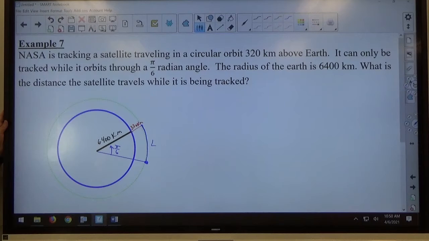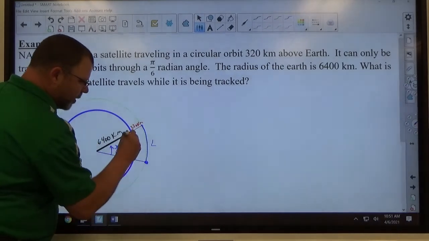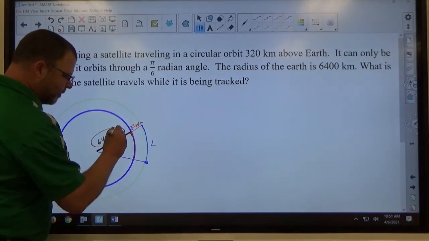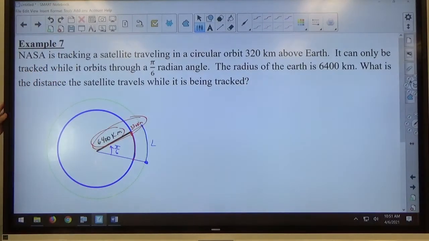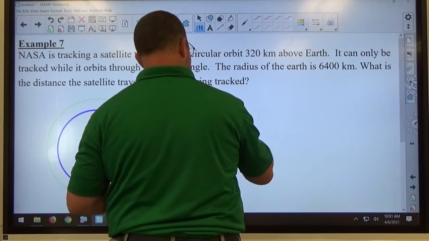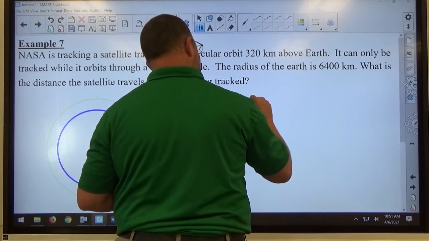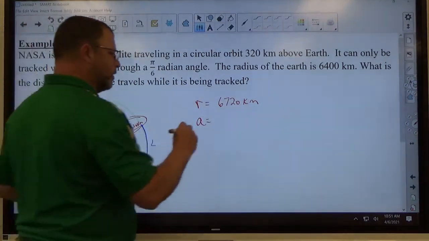And the two things we need for an arc length are the central angle in either radians or degrees and the radius of the arc. All right. So the radius of the Earth is 6,400. If we wanted to know this distance from here to here, we would use that radius, but we want to know this one, so we're going to have to use the whole radius, right? So we're going to add those together. It's just two segments added together to make the whole radius. So the radius of the satellite orbit is going to be 6,400 plus 320, which is 6,720 kilometers. The central angle is pi/6 radians.